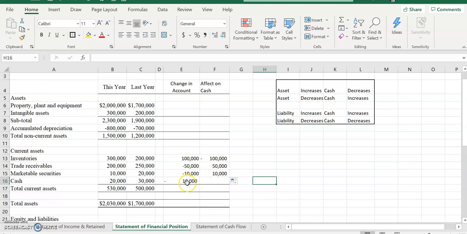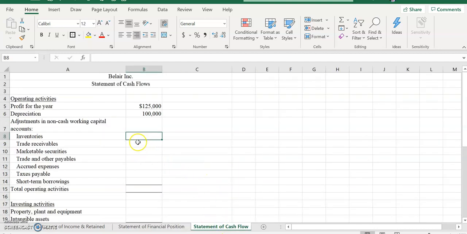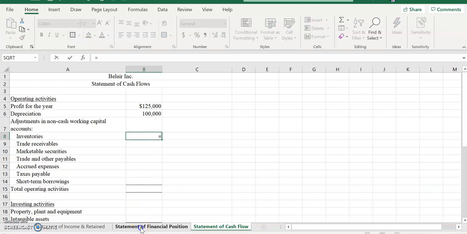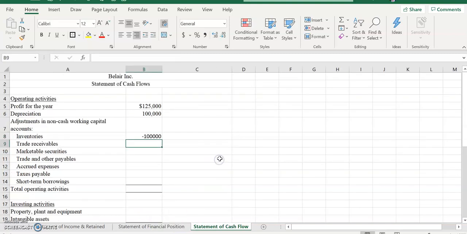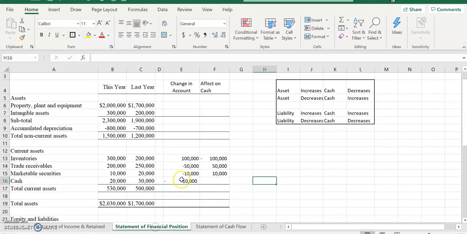So remember, we don't want cash. We're not going to add cash in at this point because that's what we're trying to reconcile to. So I'm going to come over to my statement of cash flow and go in equals there. So I know my inventory went up, so my cash went down. My trade receivables went down, my cash went up. My marketable securities went down, so my cash went up.